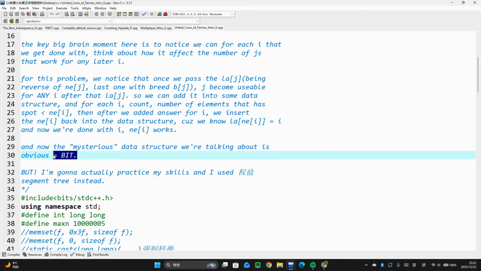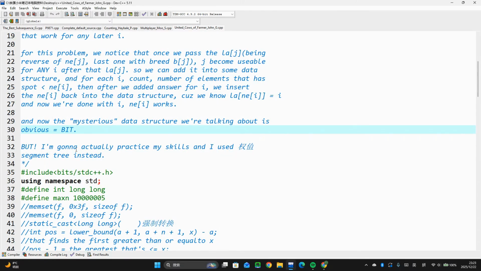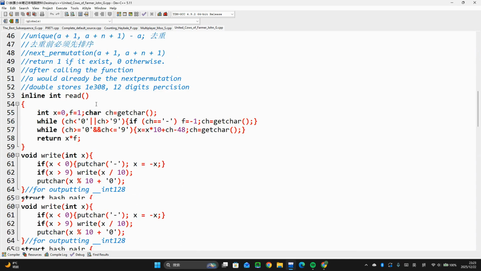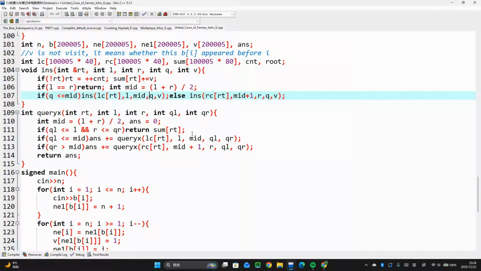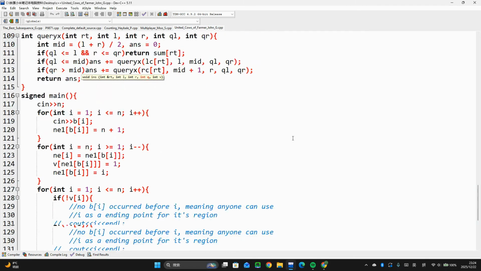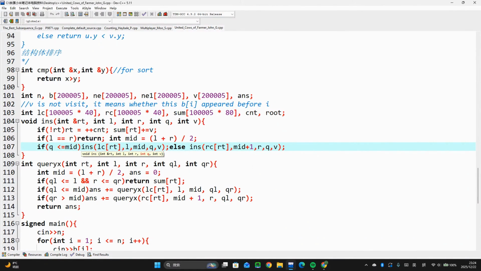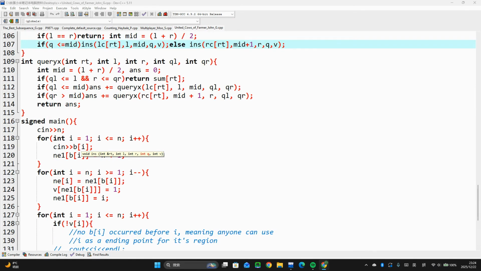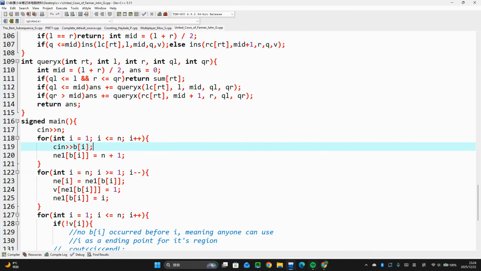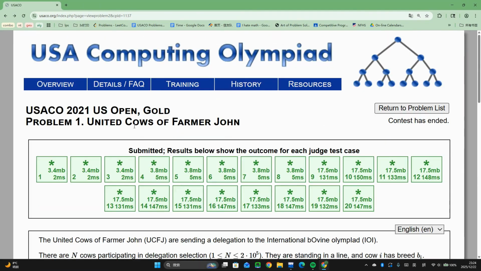So a data structure can do this. Obviously, a binary index tree or Fenwick tree can do this, but back then I wanted to practice my segment tree, so I wrote this with a segment tree. The code is straightforward enough that I don't think I need to pause for too long or explain anything. Also notice that on the Google Doc where I kept track of my problems from last year, I skipped about 5 problems because I decided that it's taking way too long to get through all of these making videos. So I'm only making videos on gold or very hard silver now. So that is it, and hopefully after this, you'll know how to solve United Cows of Farmer John.